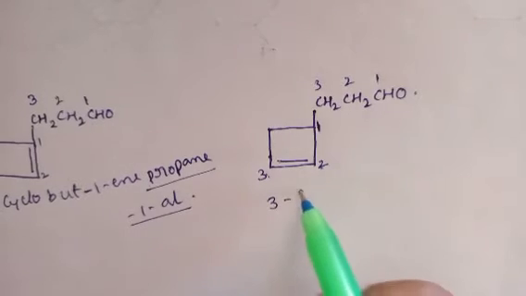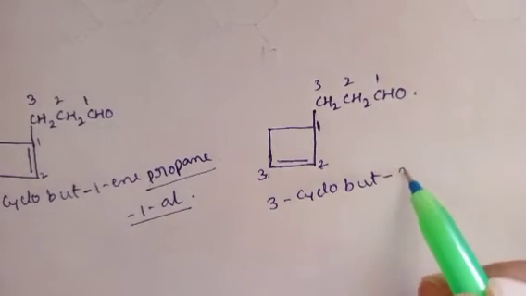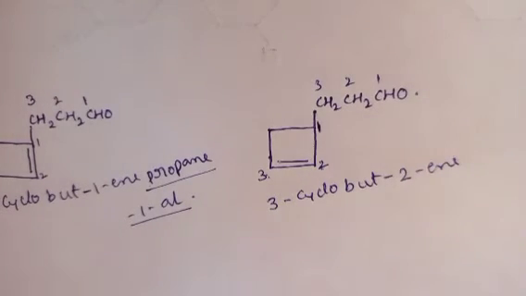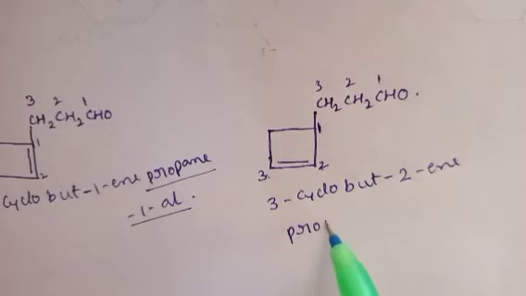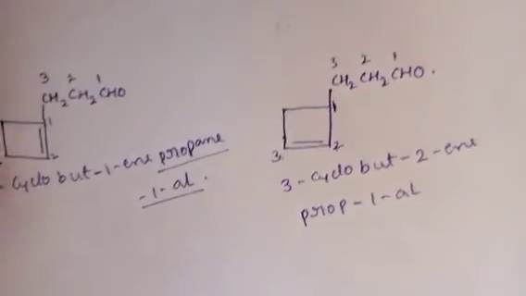Okay. Now what is the name? This is also 3-cyclobut, but at what position? At the second position the double bond is present. So 3-cyclobut-2-ene, and the remaining part prop-1-ol or propanol. Okay, right. Next one.